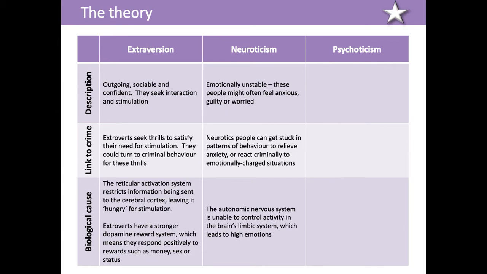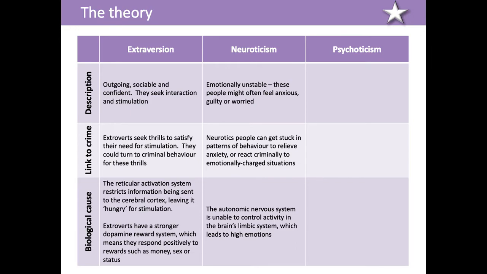So your limbic system is the part of your brain that gives you all of your emotional responses. And if the autonomic nervous system, which is part of your nervous system, can't control that activity, then this is when you get really extreme emotions, and people find that they kind of can't turn that off. Okay, so that's the biology behind it.